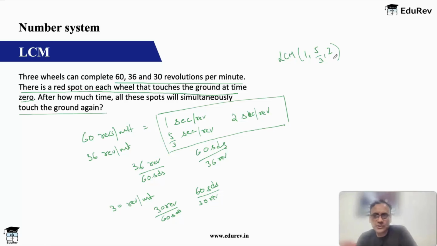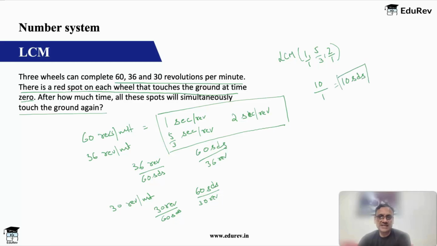But just to tell you, LCM of a fraction is nothing but you take LCM of the numerators. So 1, 5 and 2, the LCM is 10. And you take HCF of the denominators. So the denominator is 1, 3 and 1. So 1, 3, 1, you take the HCF which is 1. So our answer is 10 seconds.